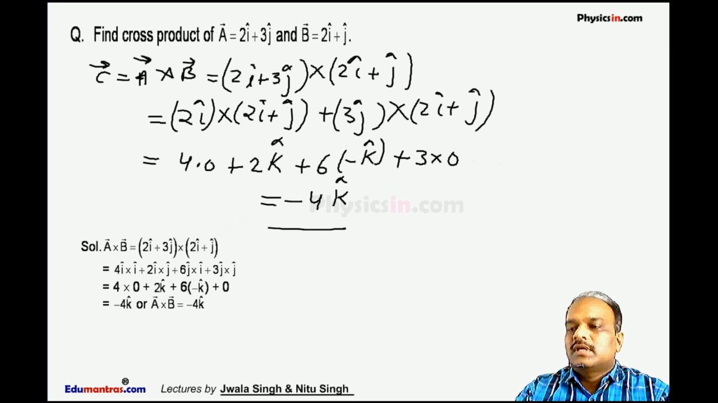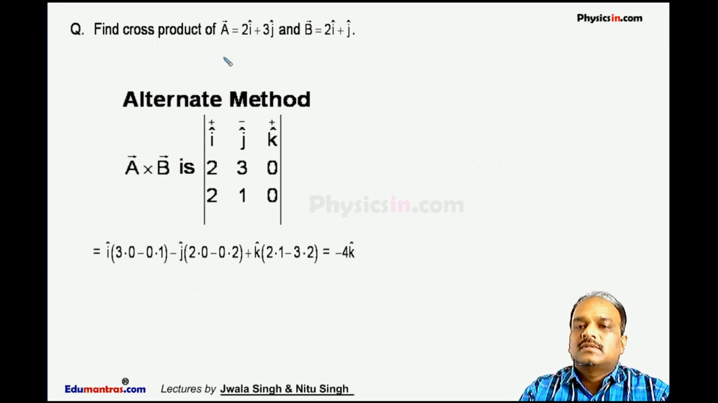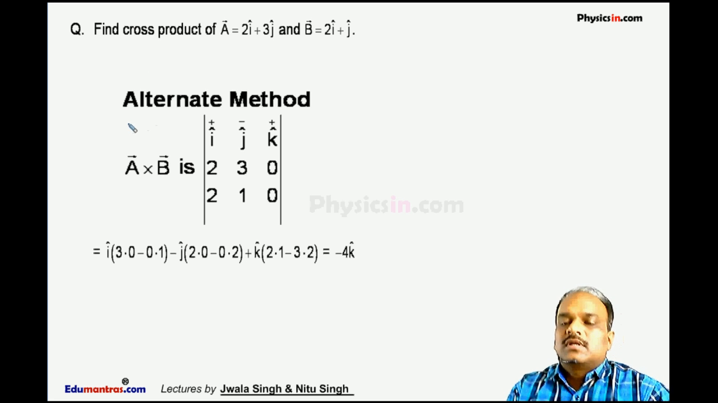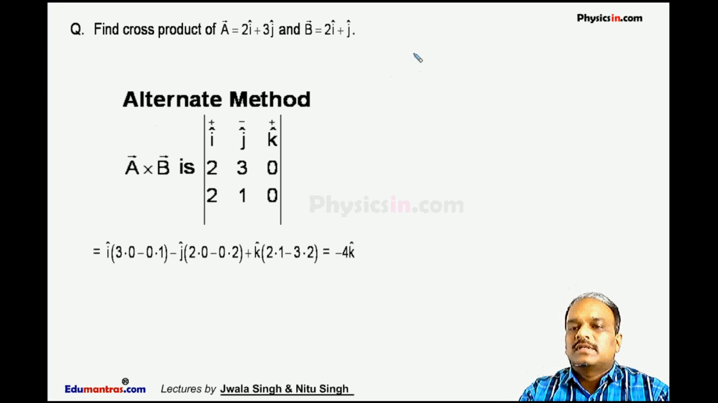This question can again be solved by another method, that is called determinant method. So I will write it as this: A cross B means we have to draw a determinant, substitute here I, J, K, put the coefficient of I cap here, put the coefficient of J cap here, and K cap. Since K cap is not here, I will substitute here 0.